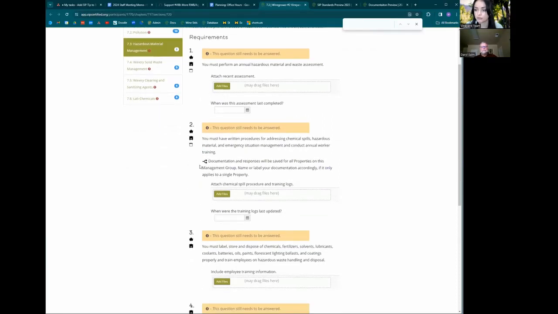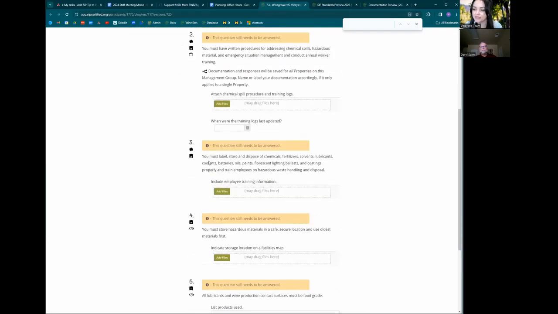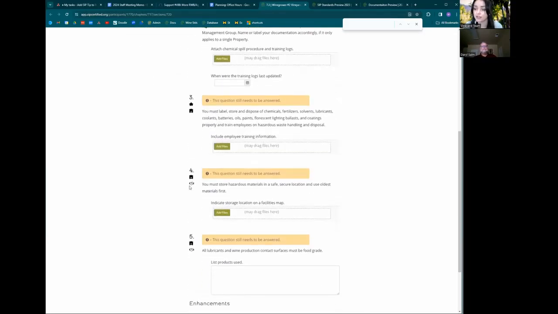And right here, you'll see a little double arrow. That means that this question is part of a management group. So if you have multiple properties, you can create a management group, and then you only have to answer these questions once, and all the answers populate to all of the properties that are in that management group. And then the last icon is this handshaking icon. That means in addition to documenting the standard, it also gets verified with an on-site inspection.